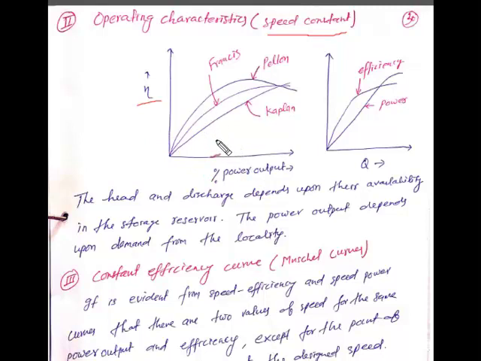When more power output is needed, at this point we get equal efficiency for all turbines. Before that, for low power, the Pelton wheel turbine gets the maximum efficiency, then intermediate efficiency is obtained from the Francis turbine, and the lowest efficiency for low power is for the Kaplan turbine.